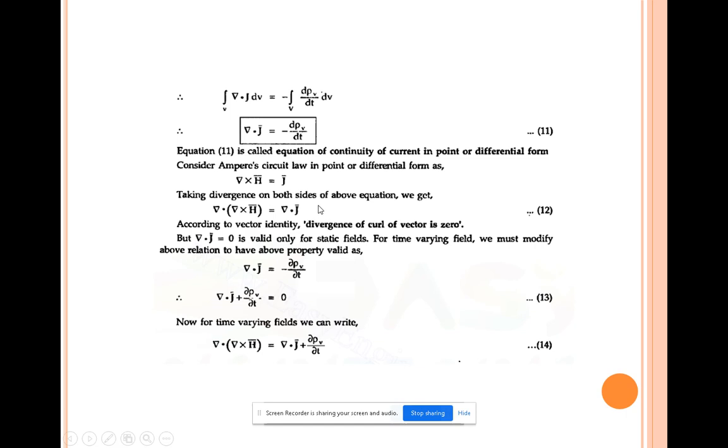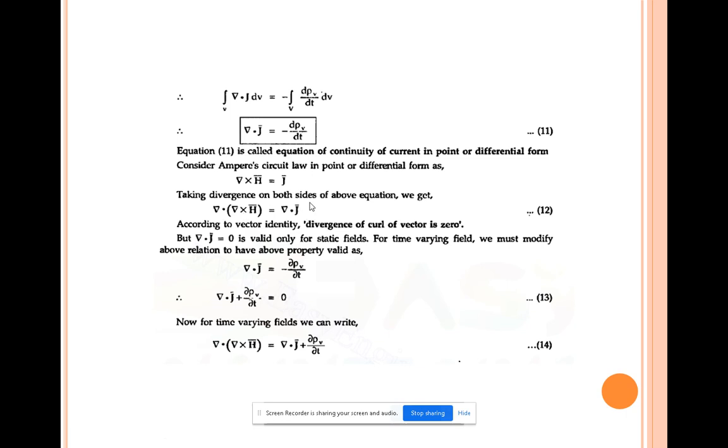So now we are going to consider Ampere's circuit law. That is del cross H vector equal to J vector. So far we have seen del cross H vector equal to 0 in free space. But in Ampere's circuit law you will be taking an element that is J vector. So take the divergence of this equation; divergence is nothing but del dot. So I take del dot del cross H vector. Okay, you know that the divergence of the curl of a vector will be equal to 0. Divergence means del dot, curl means del cross. So del dot del cross will be equal to 0.